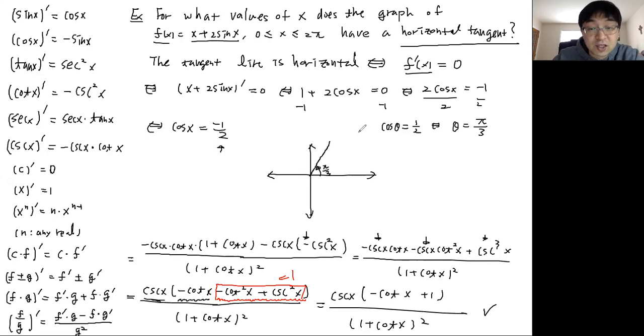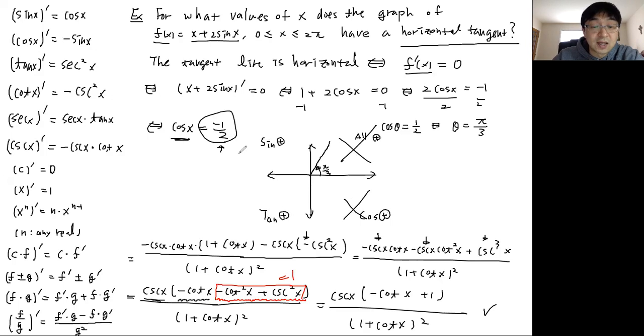You can use this idea: All Students Take Calculus. What does it mean? All positive in the first quadrant, only sine positive in the second quadrant, only tangent positive in the third quadrant, only cosine positive in the fourth quadrant. But the cosine function is a negative number. What does it mean? Not this one, not this one. Exactly, the second quadrant and the third quadrant.